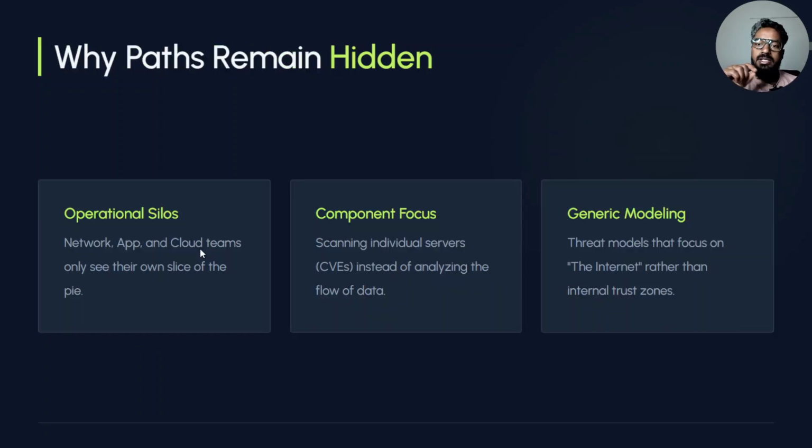Most organizations don't see these paths because they think in silos. The application team usually focuses on the application. The infrastructure team, they focus on your platform. Security looks at every control individually, but no one is looking at the entire flow. I mean the end-to-end flow. So the path exists, but it is invisible to people.